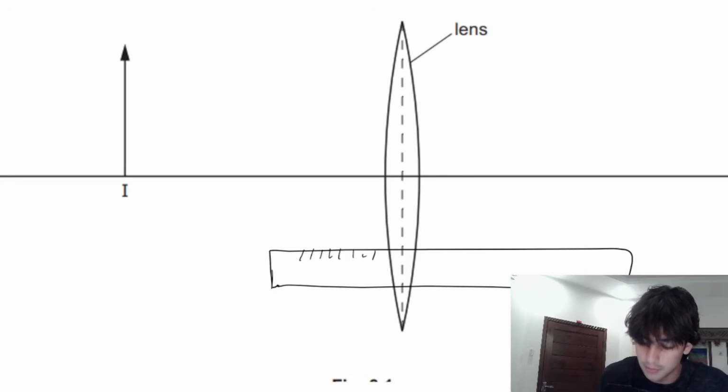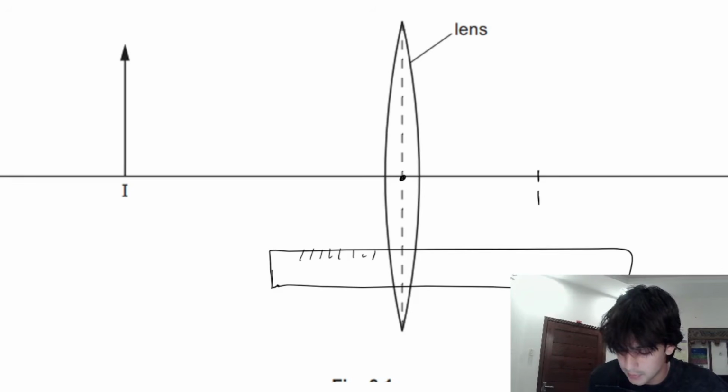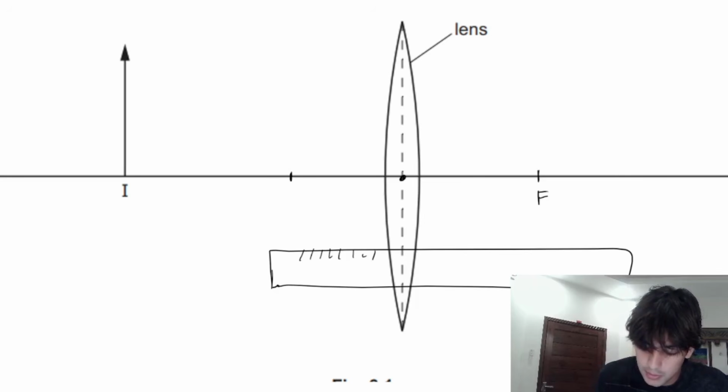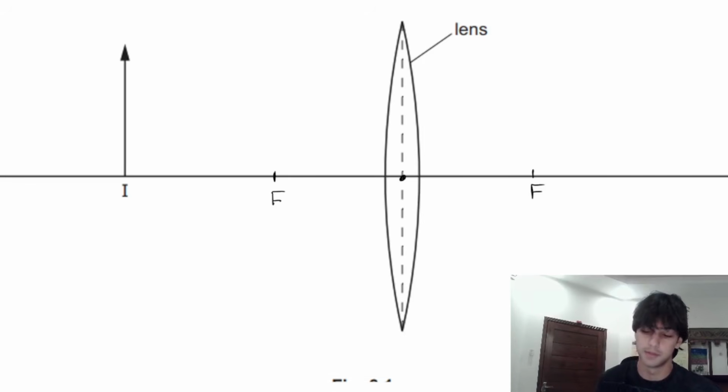3 centimeters from the center point of the lens. So it's going to be right over here, and this is going to be F. Similarly, equidistant, there's going to be another F over here, maybe a bit to the left, actually. So this is how we figure out the principal focus.